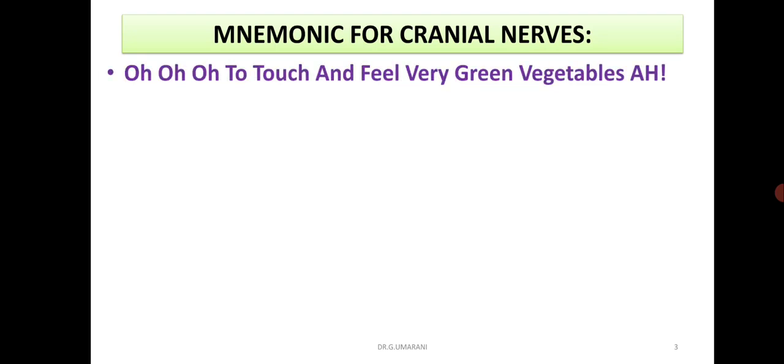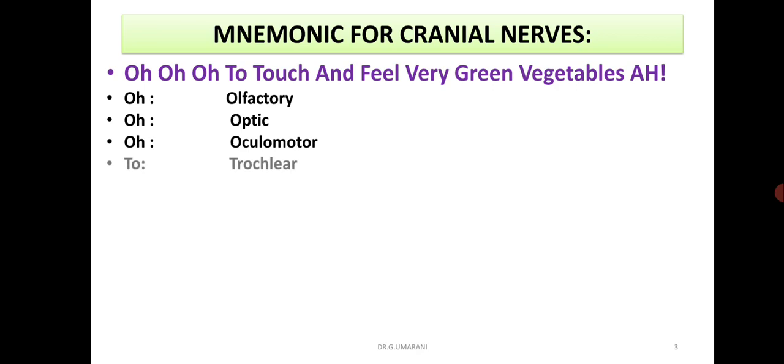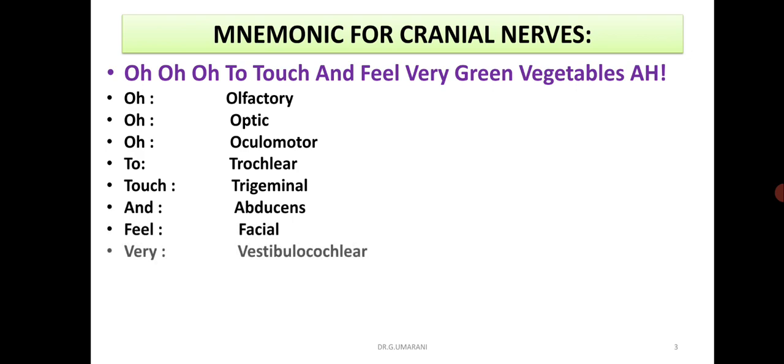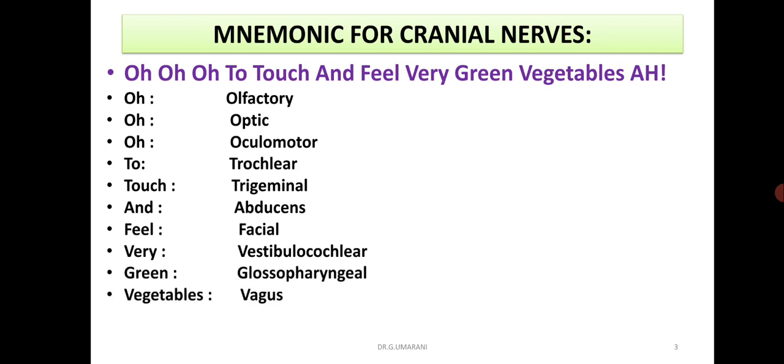To remember the cranial nerves, there is a mnemonic: Oh Oh Oh, To Touch And Feel Very Green Vegetables, AH. So the first O is for olfactory, the second O for optic, the third O for oculomotor, and T for trochlear, T for trigeminal, A for abducens, F for facial, V for vestibulocochlear, G for glossopharyngeal, V for vagus, A for accessory, and H for hypoglossal nerve.